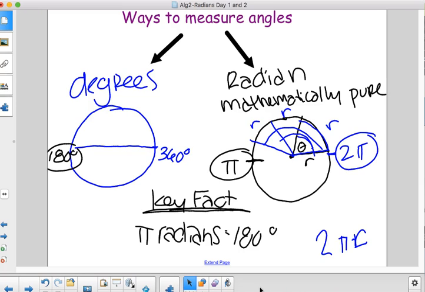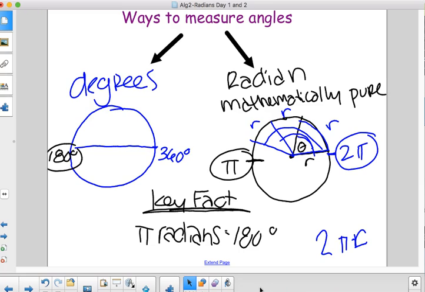So this is mathematically pure. If you take pre-calc, calc, anything higher than algebra 2, they're going to use a lot of stuff with radians because it's simpler in the fact that there are no decimals here. We keep things as fractions and it's more exact. What do you think is bigger? 1 radian or 1 degree?